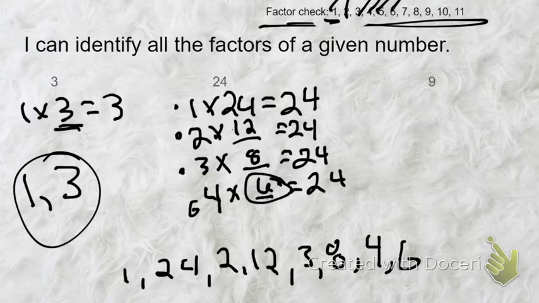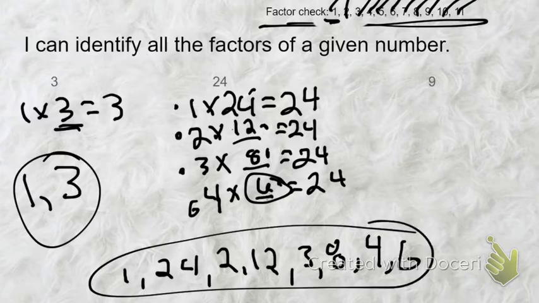Then I have 7. 7 times something equals 24? That's not going to work. Then I have 8. Okay. 9 times 3 equals 27. That's not going to work. 10 times something. Nope. 11. Nope. So, and then I already have my 12 here and I have my 24. So these are all the factors and I used my little check to help me.